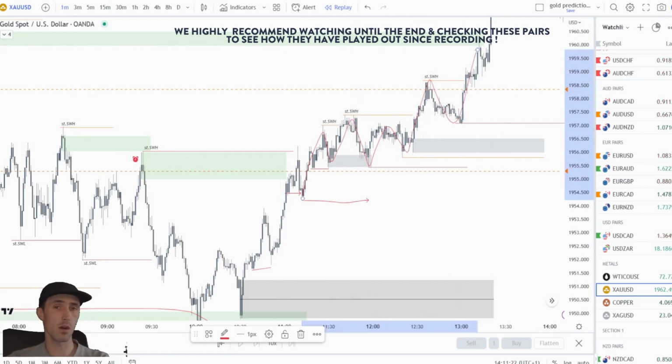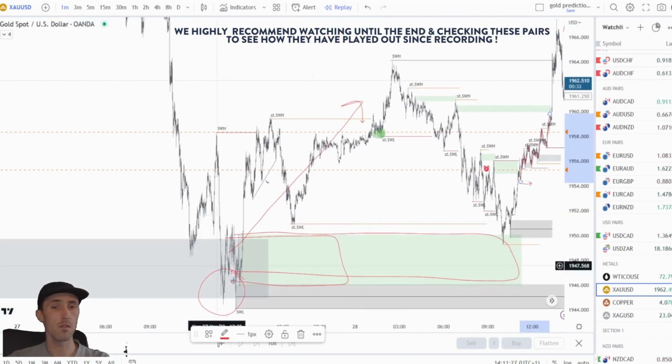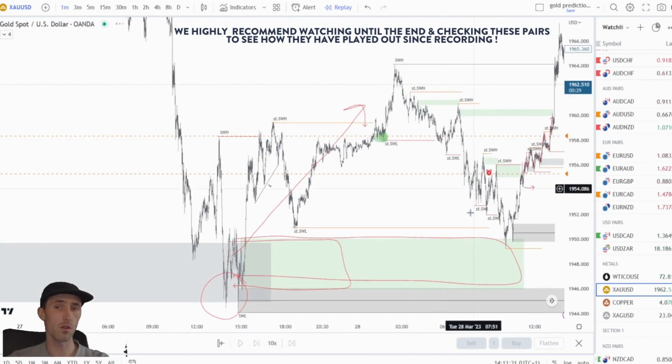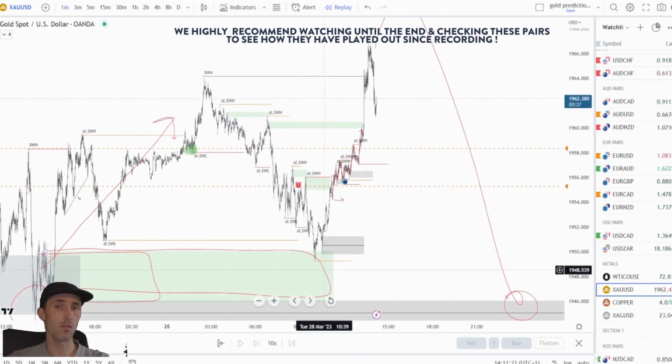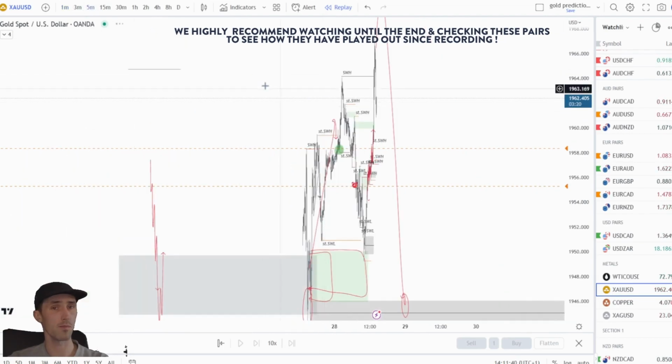Why are we expecting highs to be run? Because we know that we have played from a major low. We've switched order flow, and now we'd look for price to push higher. So we've done what we wanted to do. We've run a high on a larger time frame, which is right here.